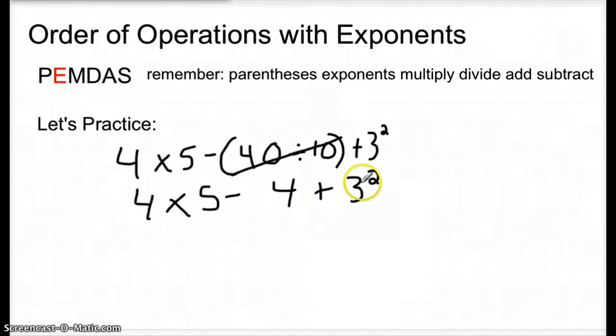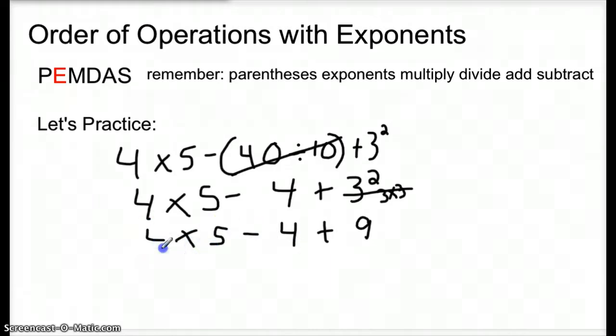Next, I need to look at what the exponent is. And I see that I have an exponent here, which is this 2. So remember, this does not say 3 times 2. This actually says 3 times 3. So 3 times 3 is 9, and I can now take this away, but I still have to remember that the rest of this problem I'm going to have to keep, because I'm working on it step by step.